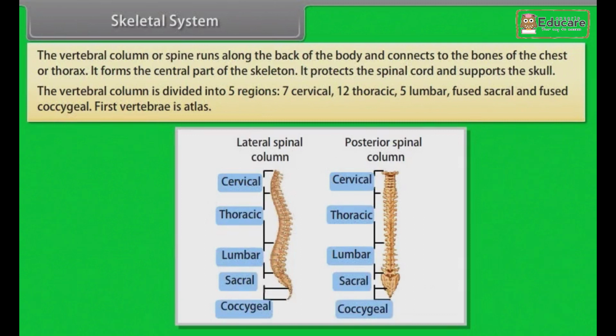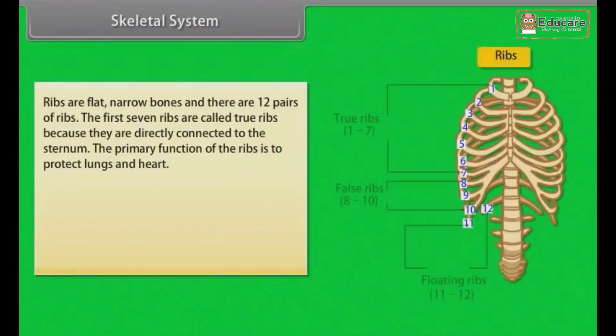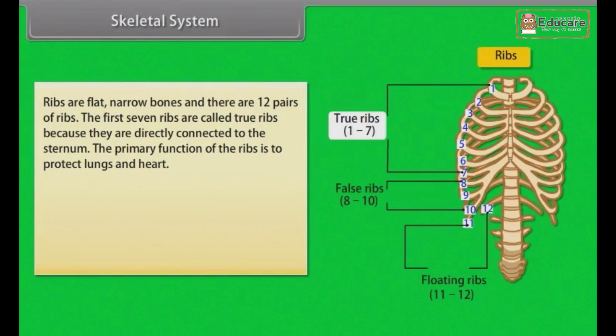First vertebra is atlas. Ribs are flat, narrow bones, and there are 12 pairs of ribs. The first 7 ribs are called true ribs because they are directly connected to the sternum. The primary function of the ribs is to protect the lungs and heart.